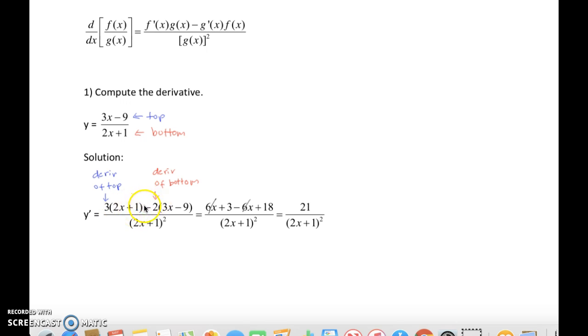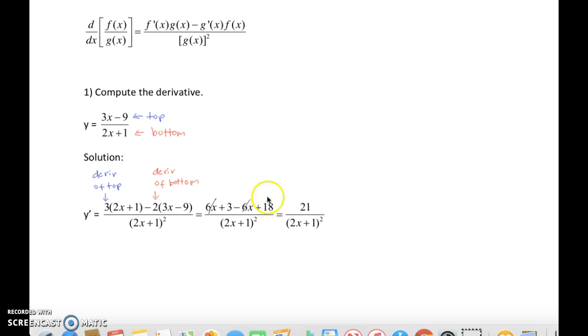We're going to go ahead and subtract the derivative of the bottom function, so the 2x plus 1, which is just 2. And we're going to multiply that by our f of x, which is 3x minus 9. And we're going to take that whole thing and divide it by g of x, our 2x plus 1, the whole thing squared. All right. And without taking care of the bottom squared, we're going to distribute through the top. And we're going to end up with 6x plus 3 from our top part, and minus 6x plus 18 from the second part of our top part.